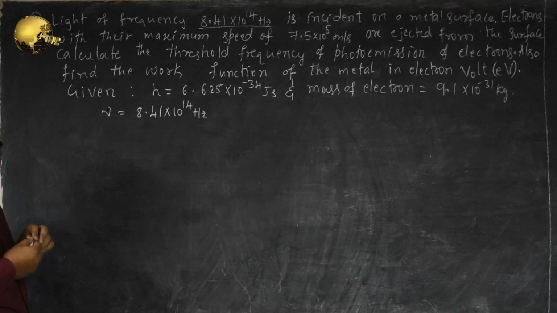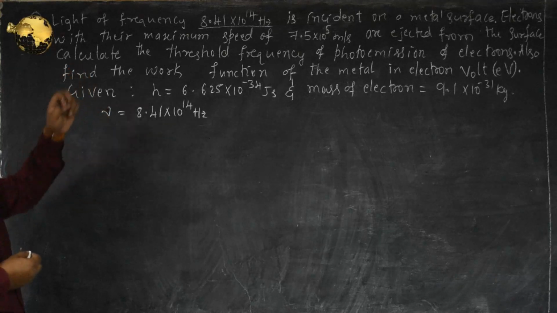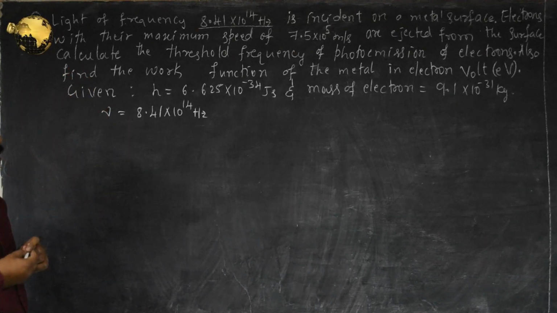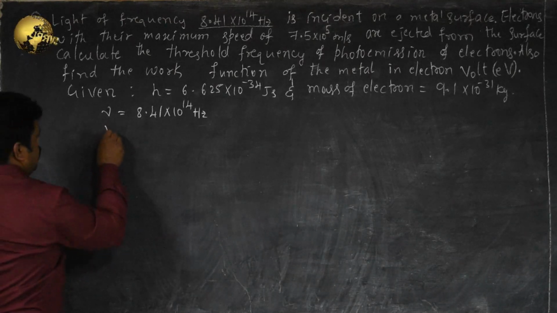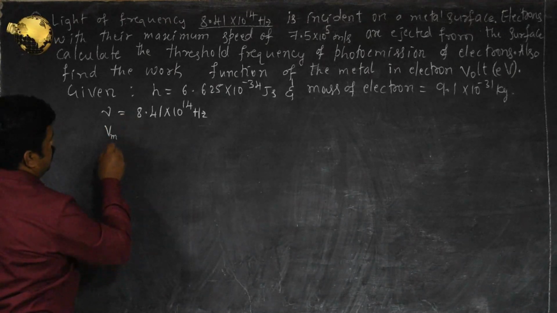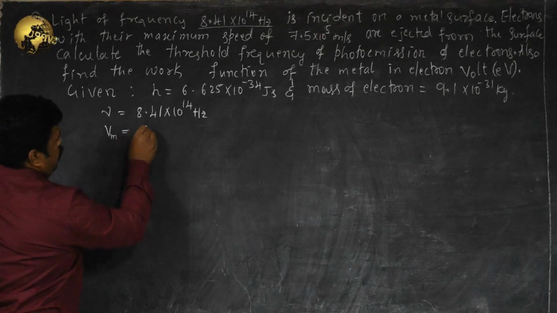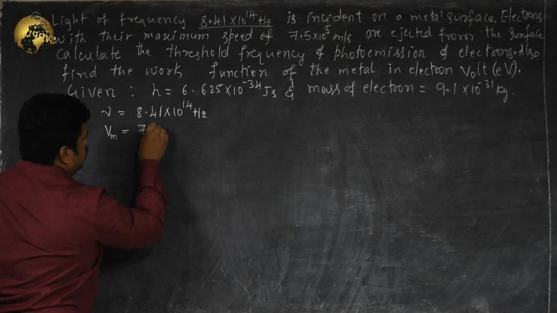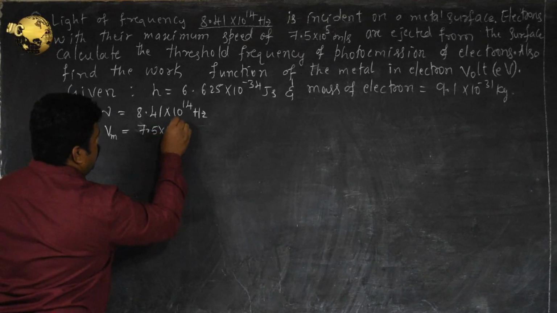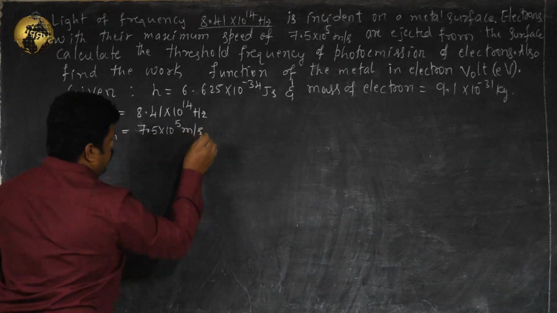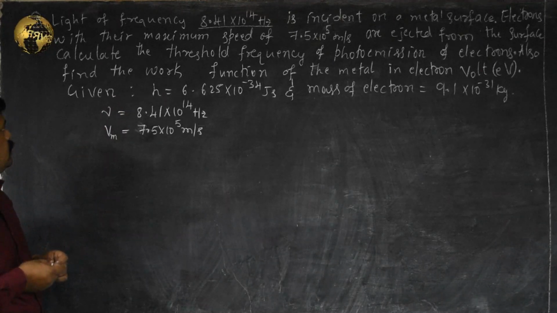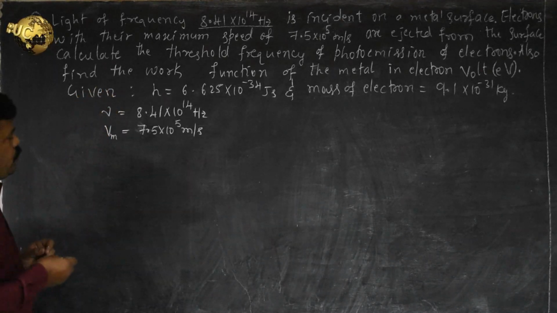When it is incident on the metal surface, electrons with their maximum speed, V max, write it as Vm, that is 7.5 into 10 to the power 5 meter per second, are ejected from the surface. Calculate the threshold frequency.